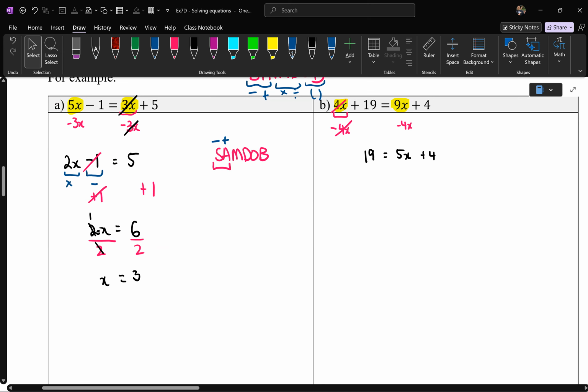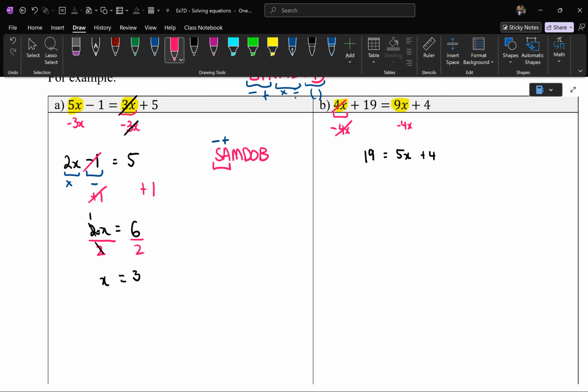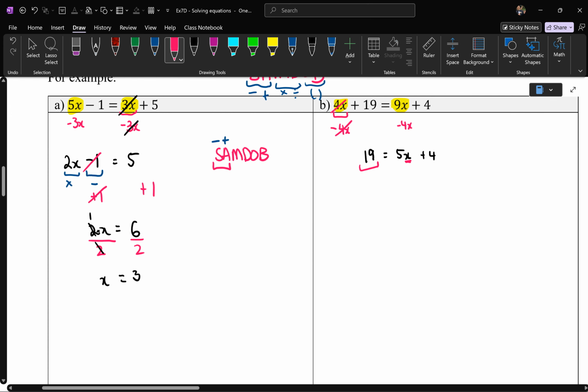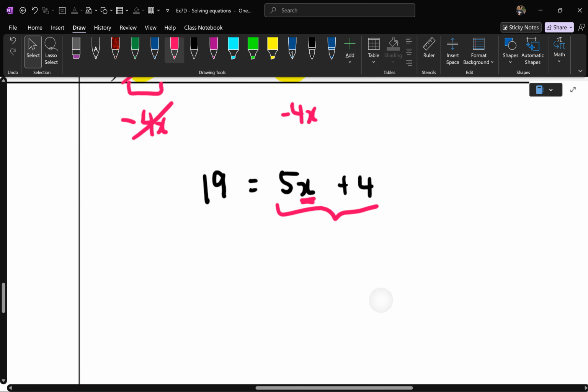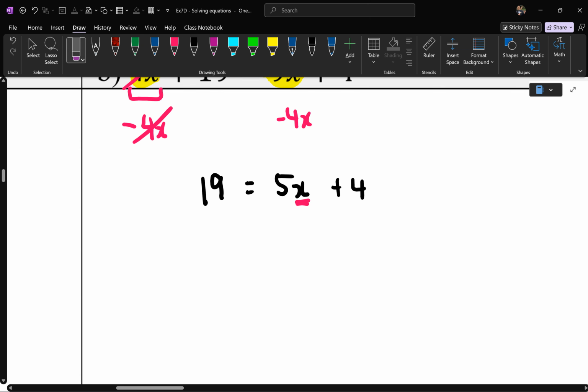Let's check. SAMDOB, do I have any subtraction or addition over here? Can I please have Leon? Yes, which one? 19. Got a 19, that's true. That's a 19 there. But we're trying to solve for x here. So on this side of the equation, do you see any plus or a minus? Yeah, 4. So there's that plus 4 there. So we're going to get rid of the plus 4s first.